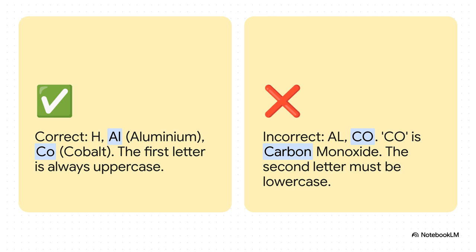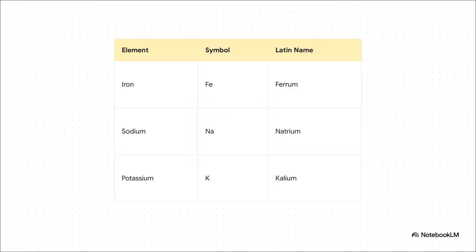So please be very careful with this rule. Now, sometimes you'll see a symbol that doesn't seem to match the English name. For example, why is iron Fe? This is because some symbols come from the element's name in an older language, like Latin. The Latin word for iron is ferrum, and that's where we get Fe. The same goes for sodium, Na, which comes from natrium.